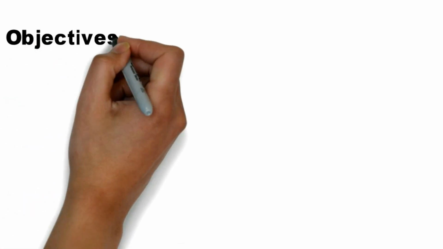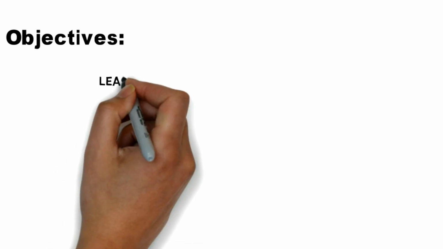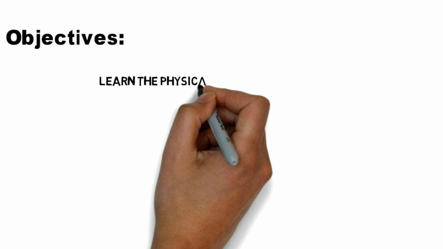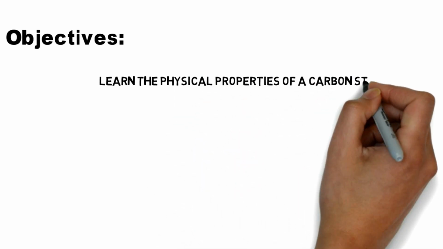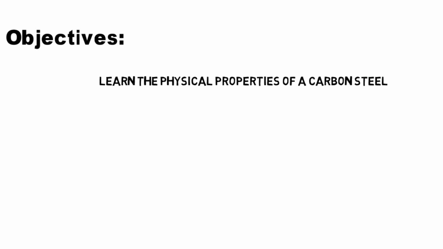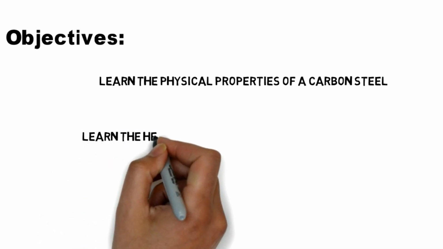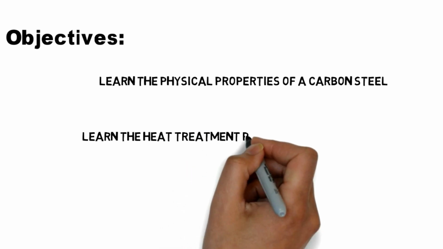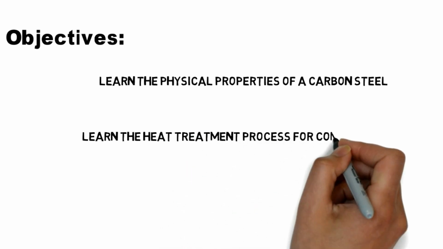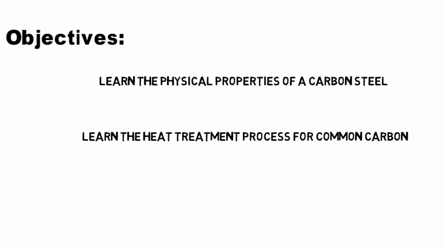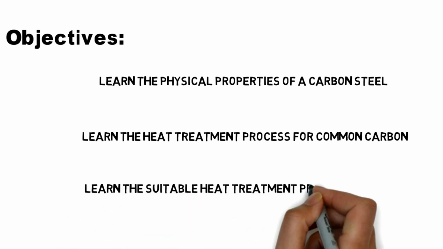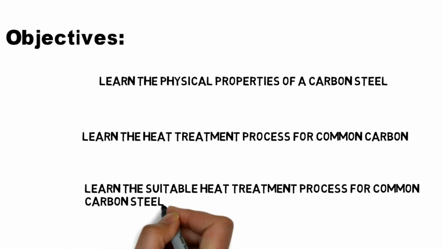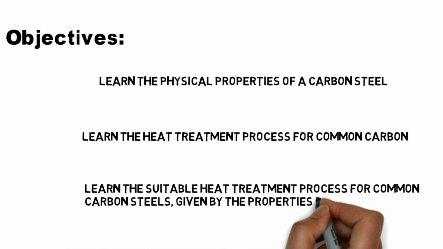Before we proceed in our topic, here are our objectives for today's lesson. First, our classmates should be able to learn the physical properties of carbon steel. Second, they should be able to learn the heat treatment processes for common carbon steels. And lastly, they should be able to learn the suitable heat treatment process for common carbon steels given the properties required.